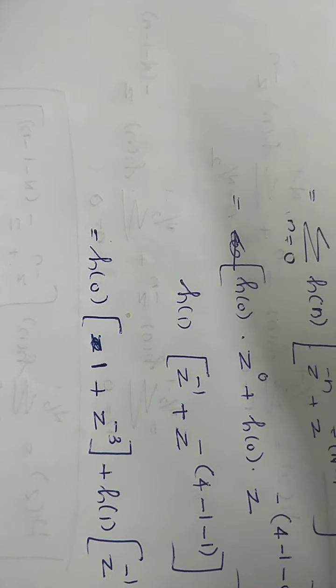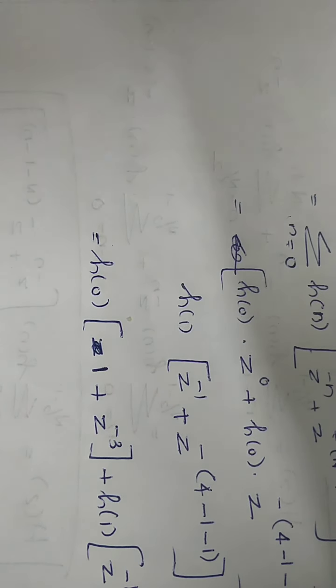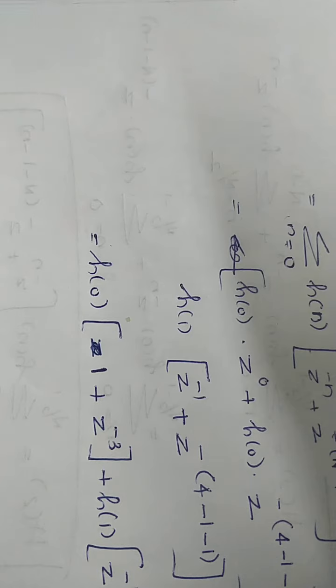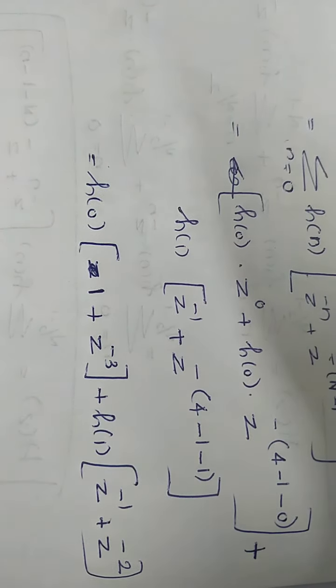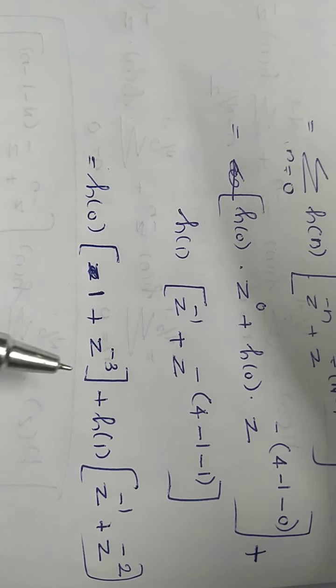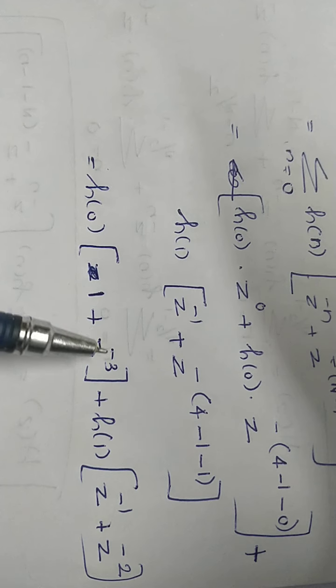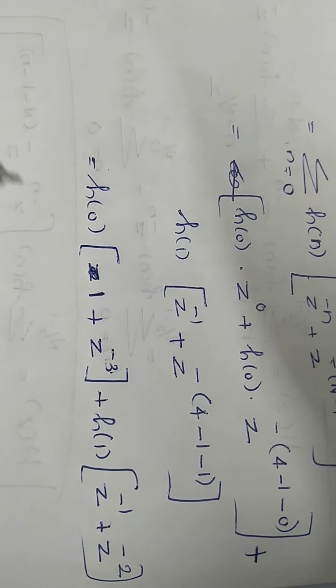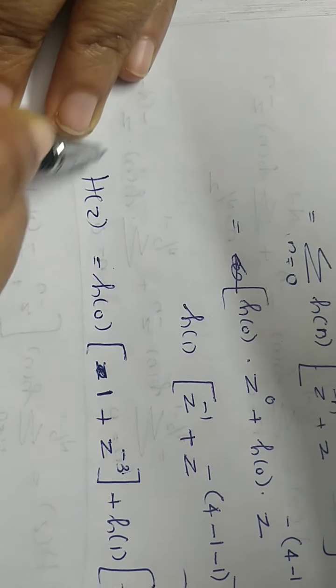Okay. Now, how we are going to draw the realization of the structure. The maximum power is what? The maximum power is 3. So, we need z raised to minus 3 term. That means 3 delay terms are there. I am going to realize the structure.